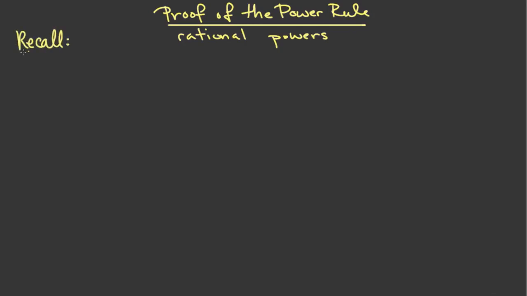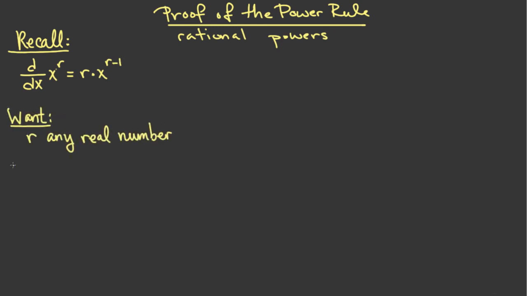Recall the power rule, which says that the derivative of x to the power r is equal to r times x to the r minus 1. What we want eventually is to be able to prove this in the case that r is any real number, and this is how we've been using the power rule. But so far, we have only proven that this is true for r any integer.